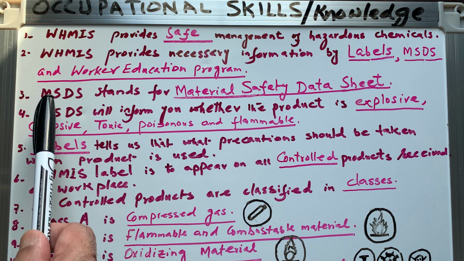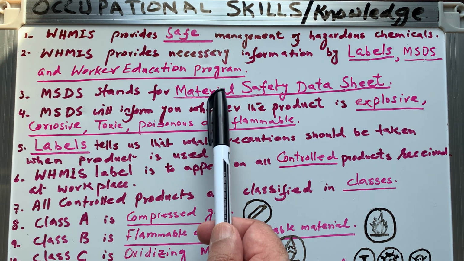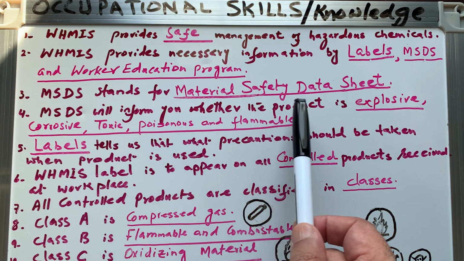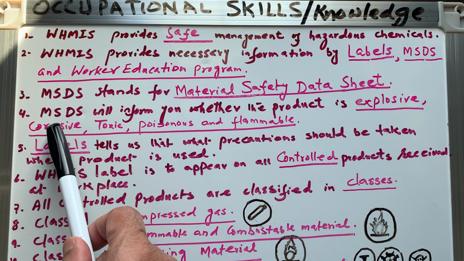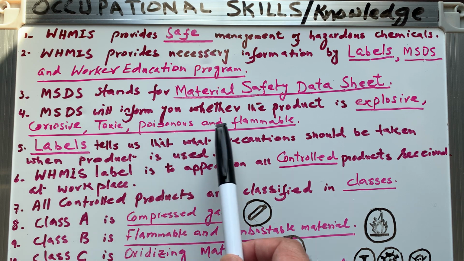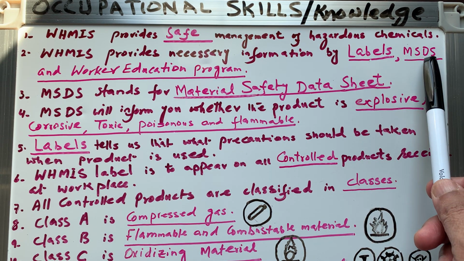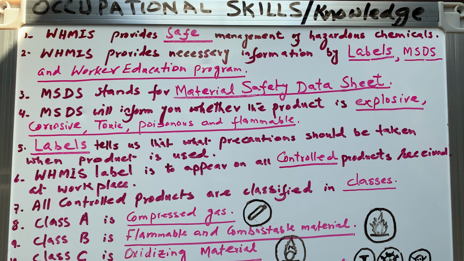MSDS stands for Material Safety Data Sheet. MSDS will inform you whether the product is explosive, corrosive, toxic, poisonous, or flammable. So it will describe everything. That's how WHMIS is working. How is WHMIS providing you a safe program? Through three things. What three things? Labels, MSDS, and workers education program.